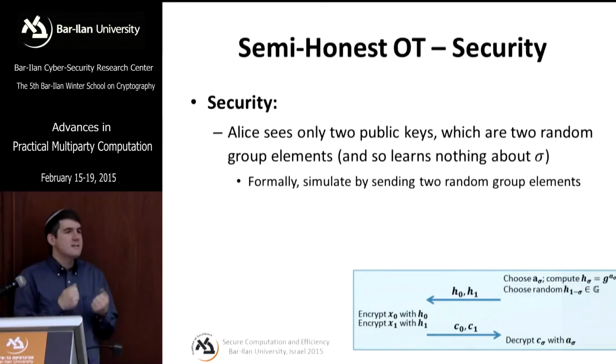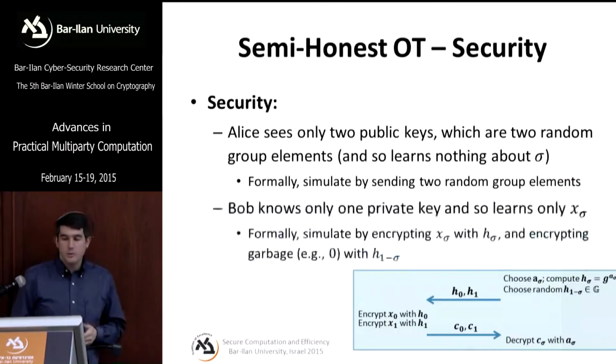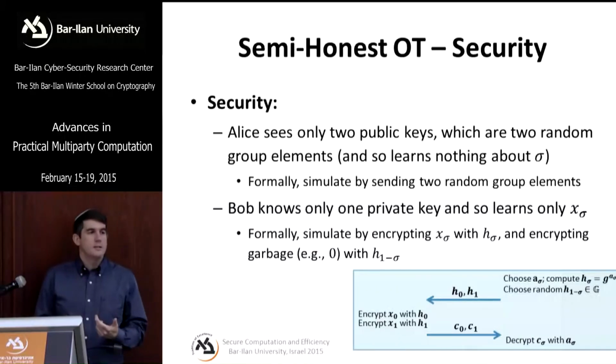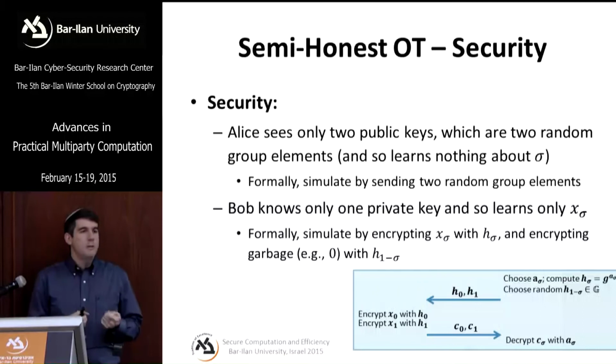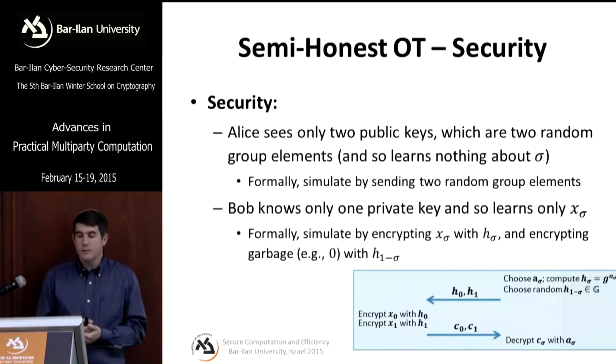These will have exactly the same distribution of H0 and H1, and it doesn't really matter what Bob is able to decrypt or not. It makes no difference in distribution. In terms of how we simulate for Bob, we need to somehow generate these two ciphertexts that Alice sent that will be indistinguishable to Bob from a real execution.